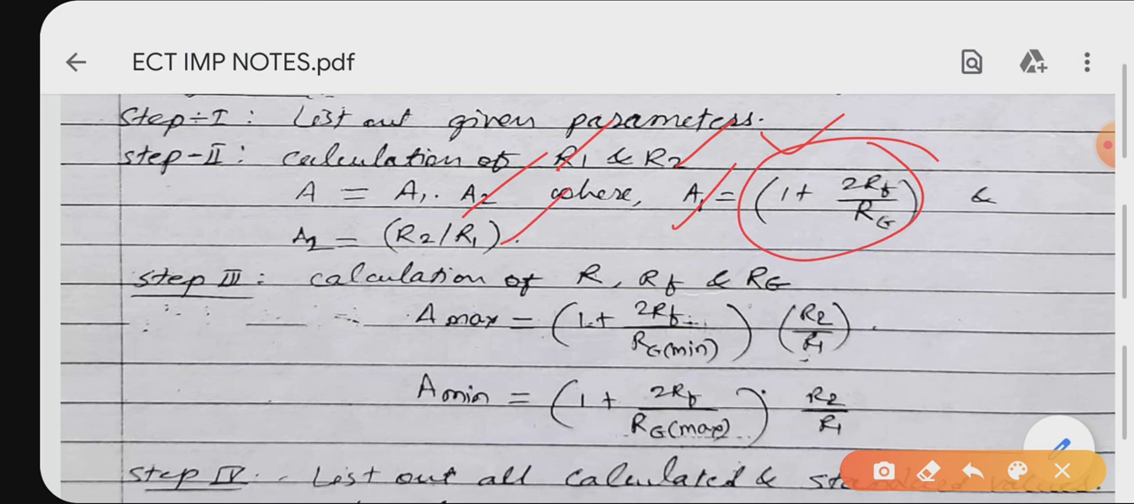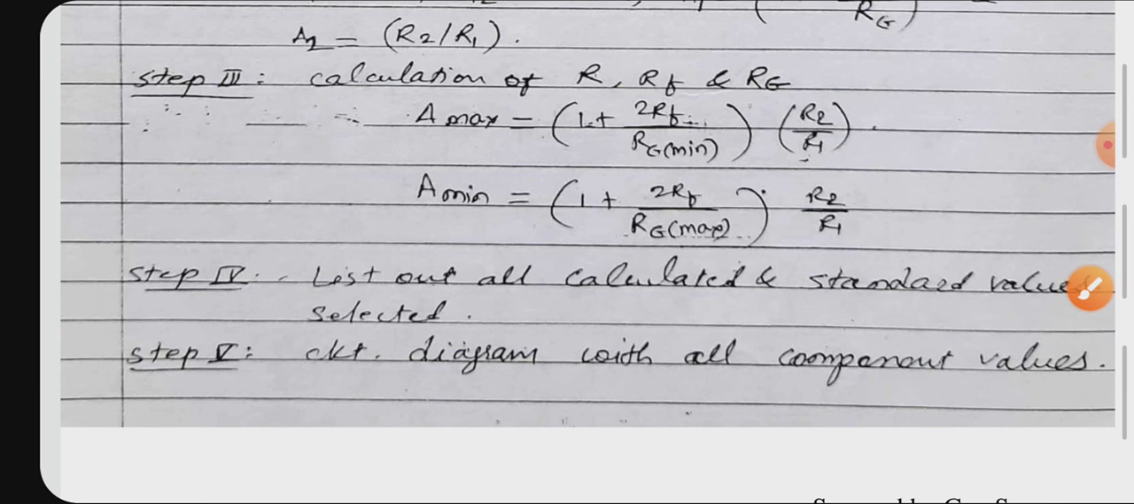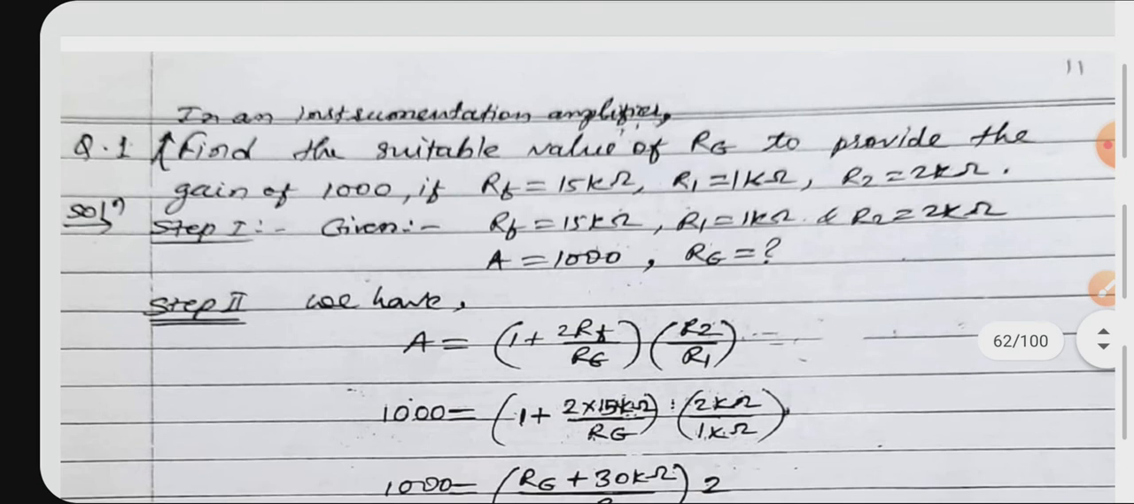Now you also know the formula for A max and A min. The formula for A max will be with RG min, and A min is equal to RG max. Okay. Then list out all the calculated and standard values, and don't forget to draw the circuit diagram at last. Okay. So let us take one example.